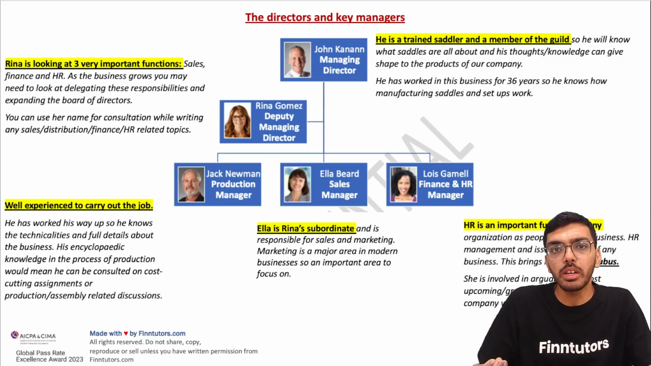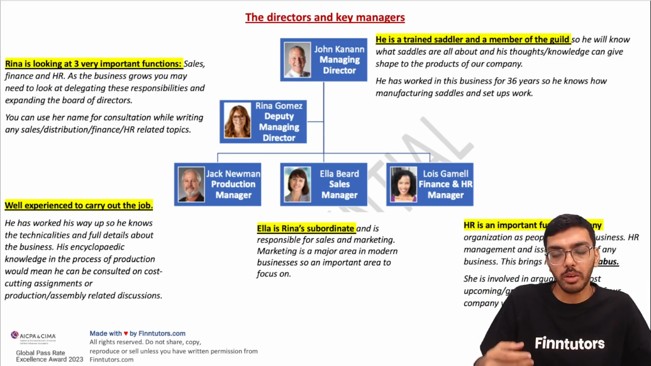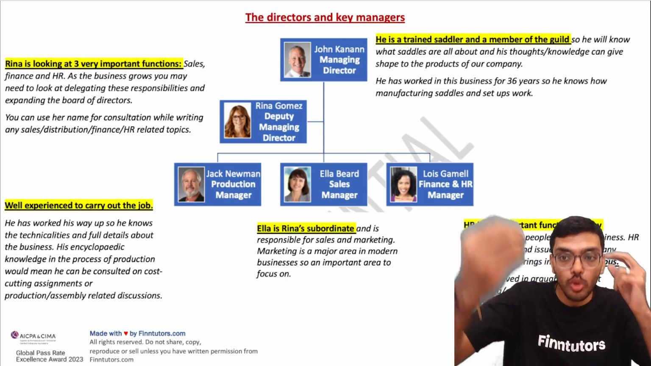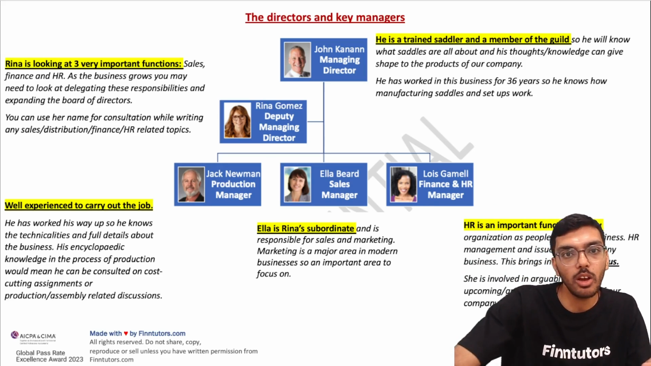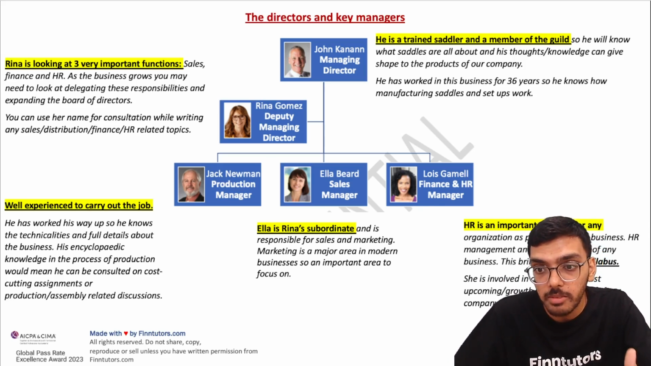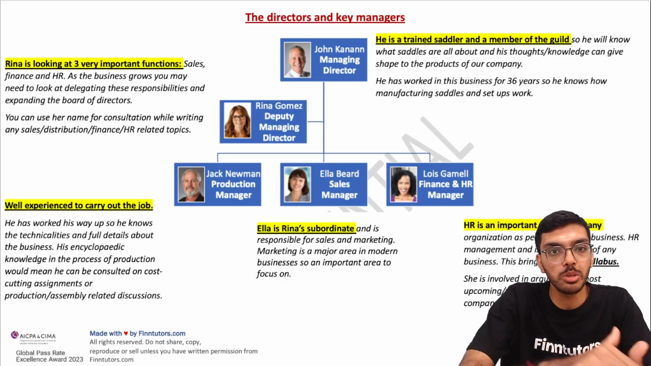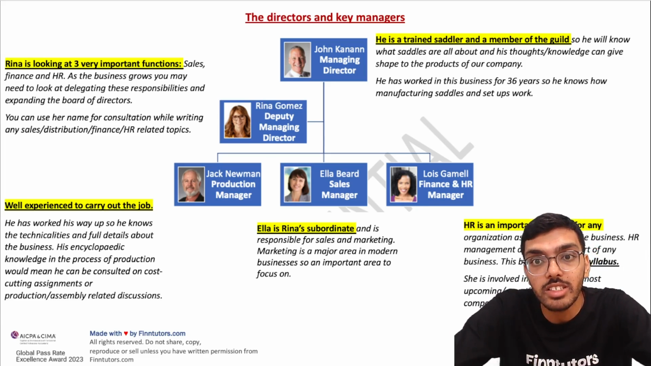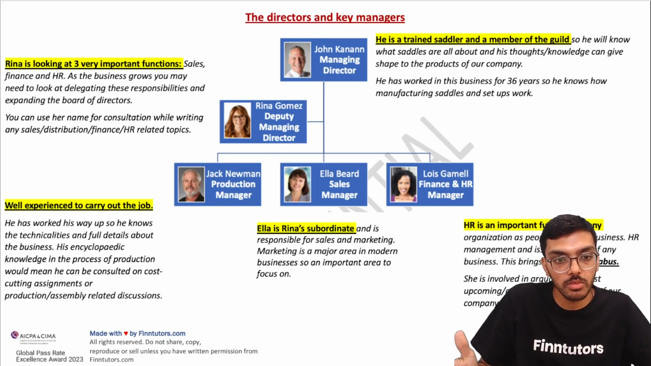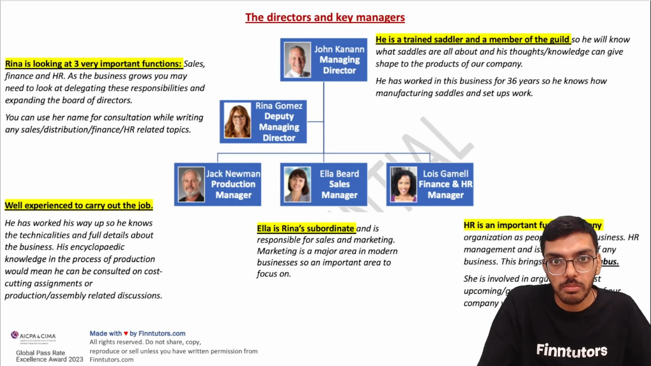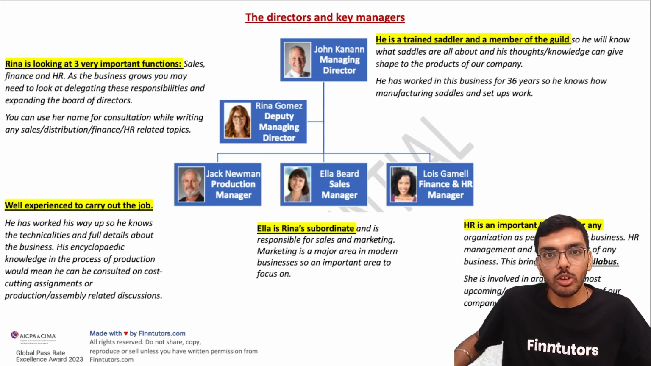So it's very simple. Just remember what John does, what John is good at. What Reena does, what Reena is good at. What Jack does, what Jack is good at. So for example, when you are writing a question in the final exam, let's say on new marketing techniques, you can write that John is a trained saddler. He knows what goes into the making of saddles. So his insight into what to include in this marketing advertisement based on the quality of saddles will be an important input. And then you go on and write your answers.